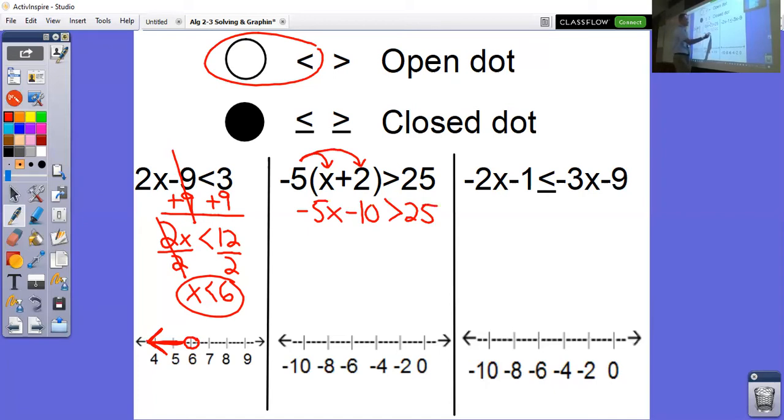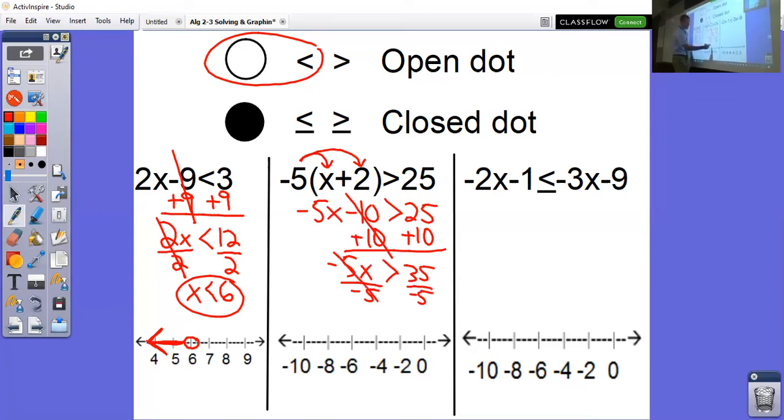Now we have a two-step inequality. Always get rid of your plus whatever or minus whatever. So we're going to add 10 and add 10. So we have -5x is greater than 35. Divide by -5, divide by -5.